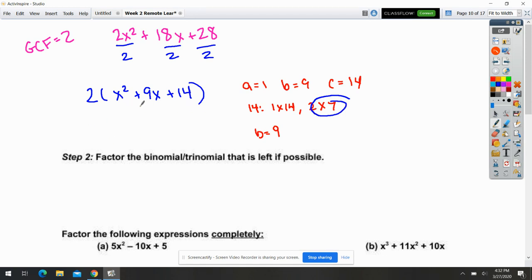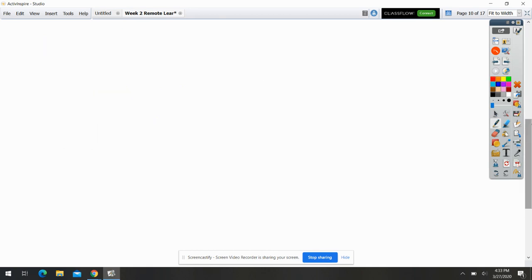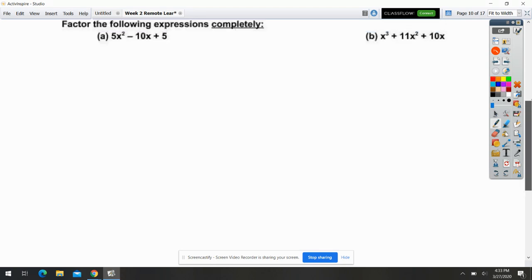So that means we're going to break this down into x plus 2 times x plus 7, and we're going to leave that 2 on the outside. If you just got rid of this 2, it would not be correct. Okay. Let's do 2 more together, and then you guys will work on the practice problems.